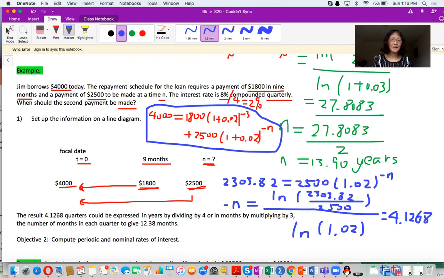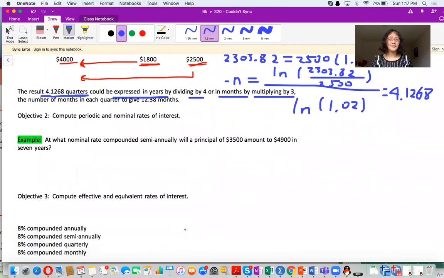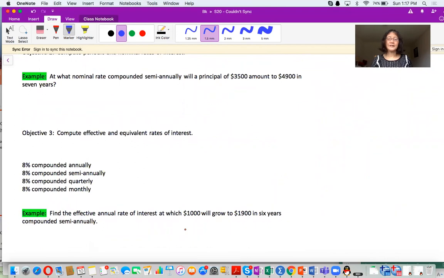And I have an explanation here. The result 4.1268 is in quarters, and could be expressed in years by dividing by 4, or in months by multiplying by 3. So it depends on whether you want to express the n in months or in years. All right, so this is this one. Next example.